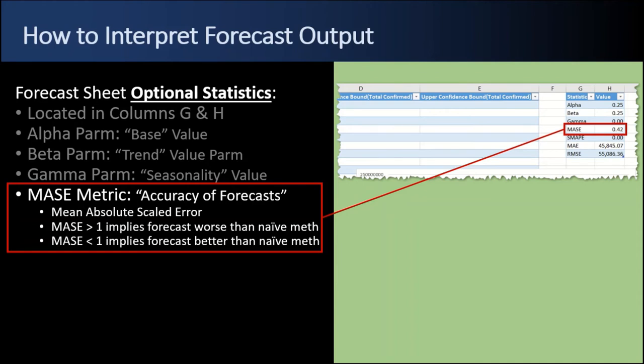And a MASE greater than one implies the forecast is worse than a naive method, which means you shouldn't bother with the forecast, just do the naive method. And a MASE less than one implies that the forecast is better than the naive method.